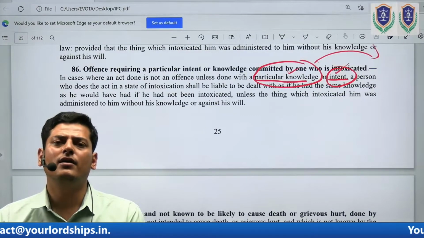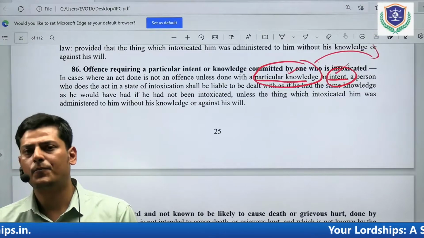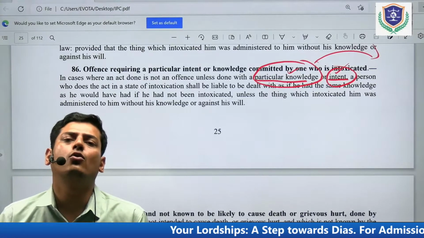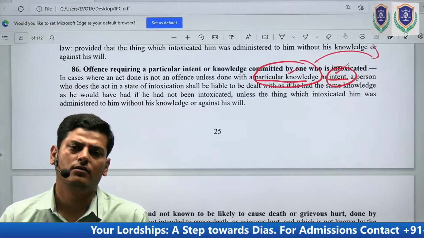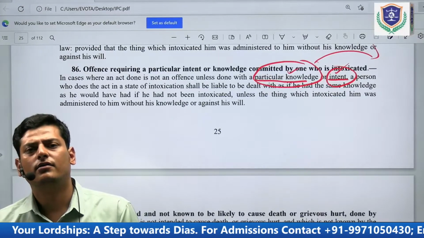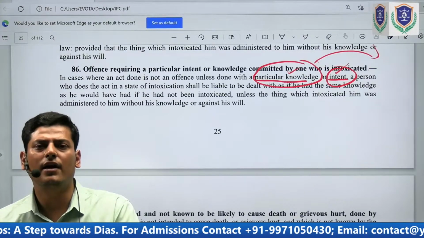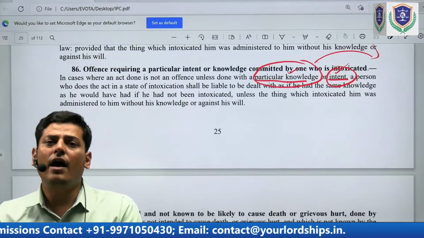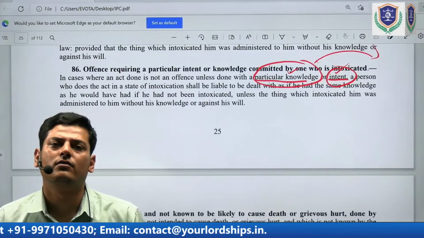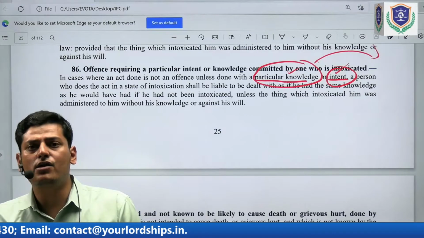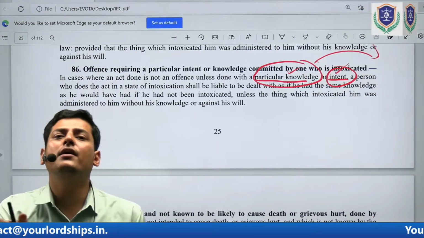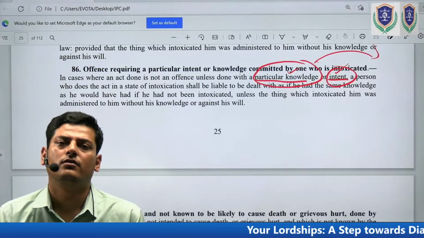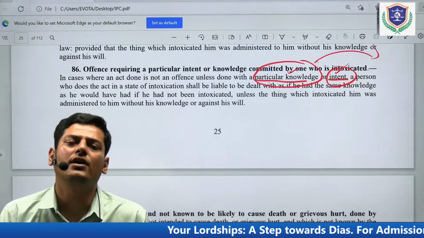Meaning, if any offense requires specific knowledge, for example knowledge that the act is likely to cause death, so if knowledge is required for constituting an offense under any of the provisions of the Indian Penal Code, and the person has voluntarily intoxicated himself, then whatever act he is doing, the knowledge that he is likely to have will be presumed upon himself. He cannot claim the benefit of intoxication.